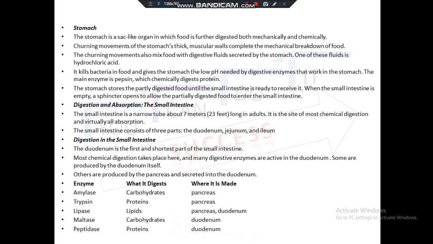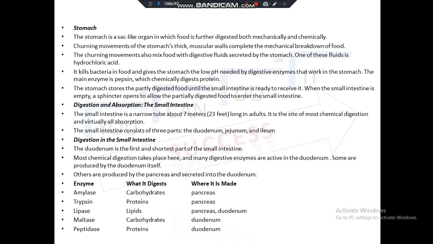Now the next is the stomach, where both mechanical as well as chemical digestion is happening because of the churning movement of the stomach's thick muscular walls, and also the release of digestive fluids, one of the fluids being HCl. Now what is the use of this HCl? First of all, in case some bacteria has been swallowed by the person, the HCl is going to kill that bacteria.